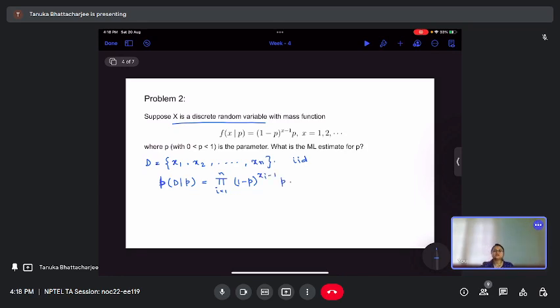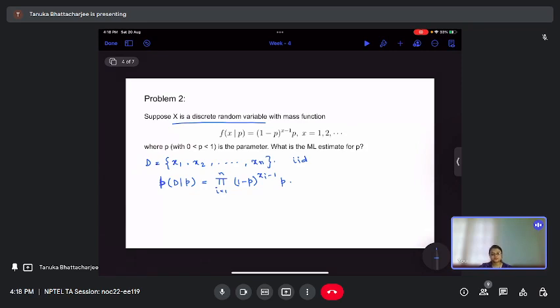This we can write because the samples are independent. So, we can take the product of each of their probabilities to get the joint probability of the occurrence of the entire data set. So, this is our likelihood.